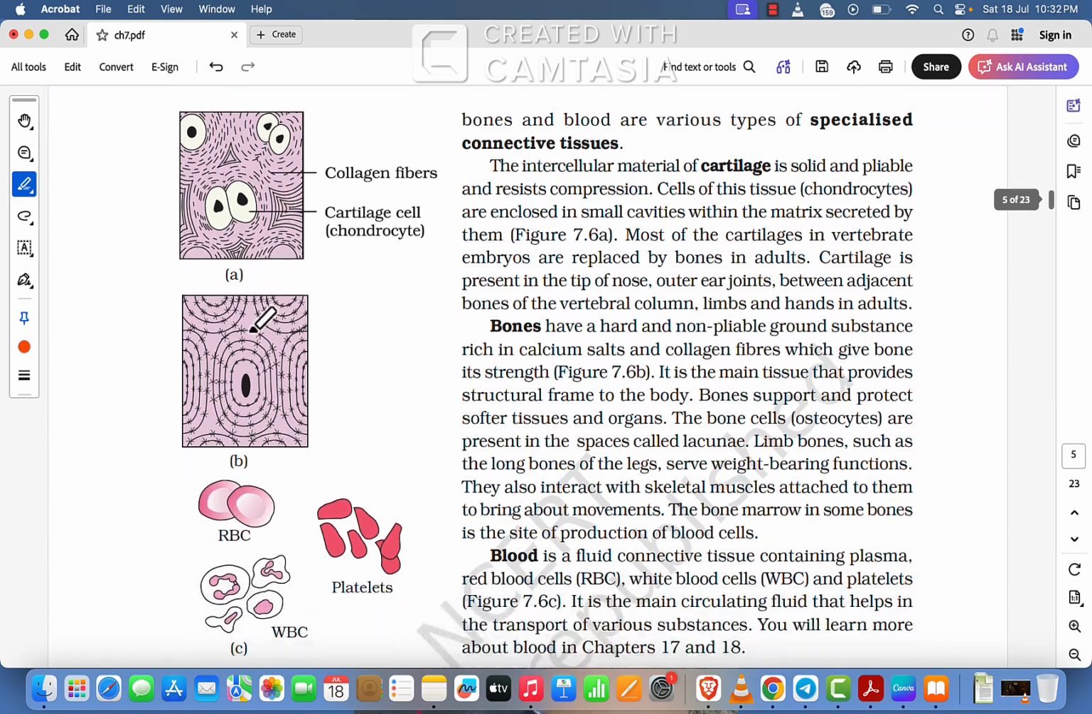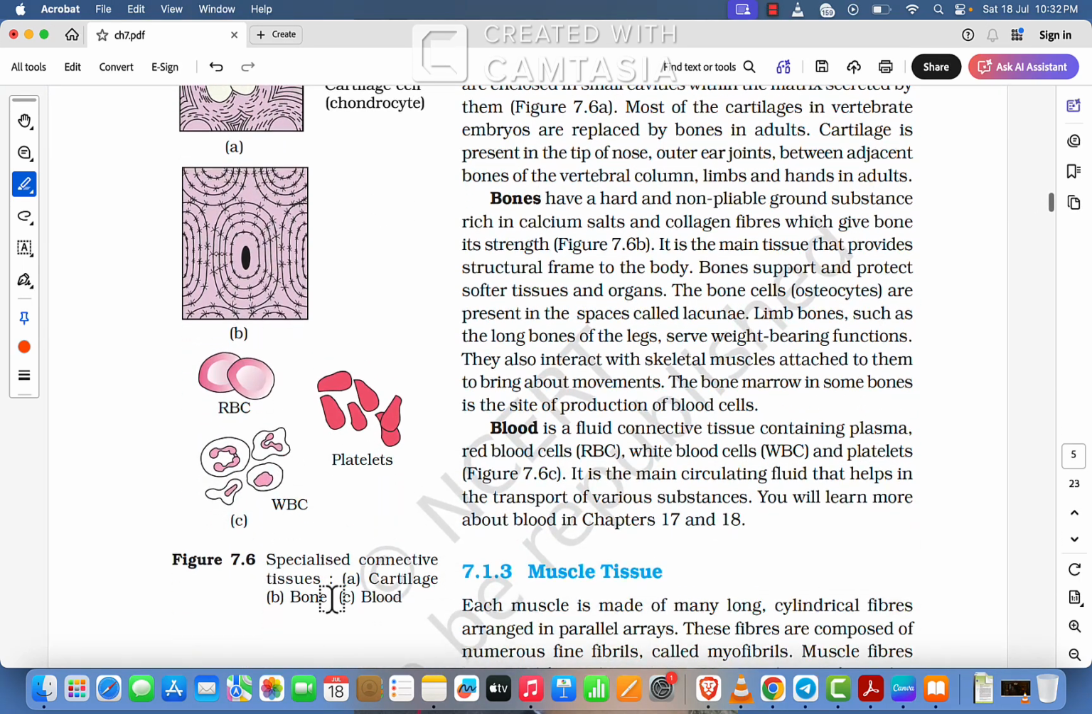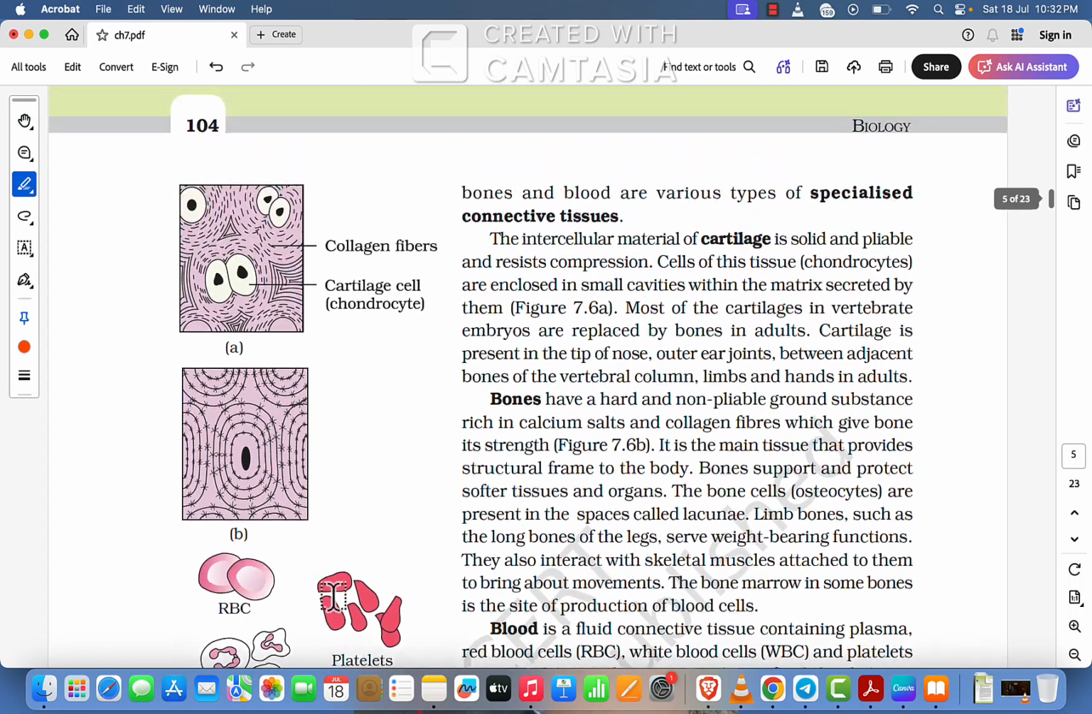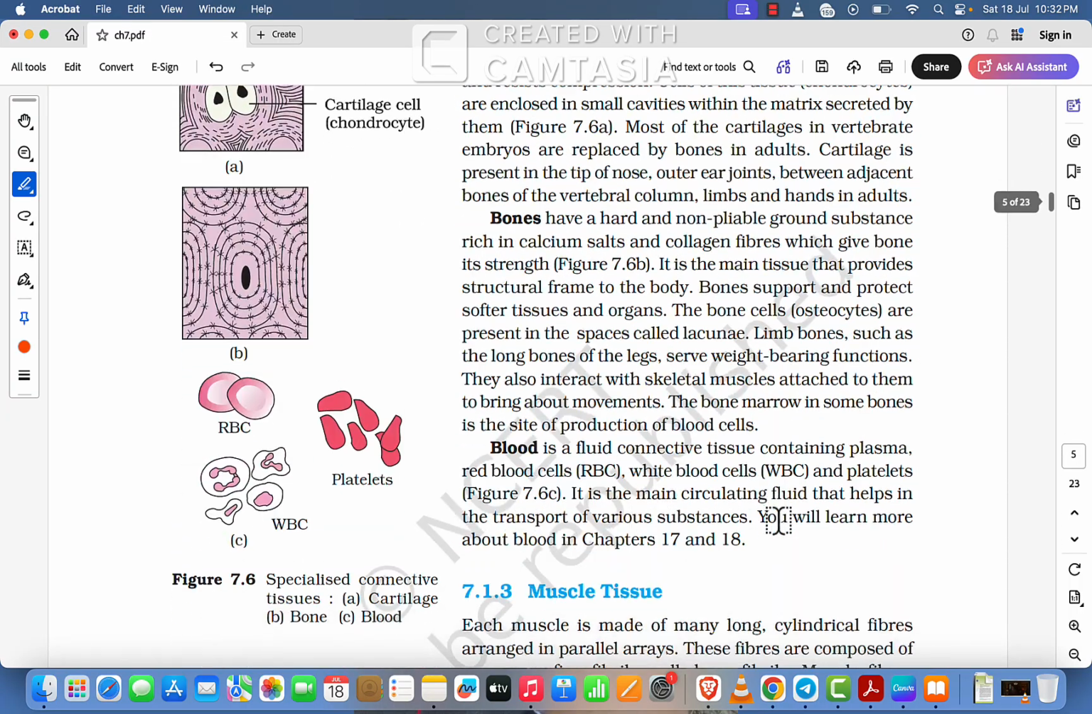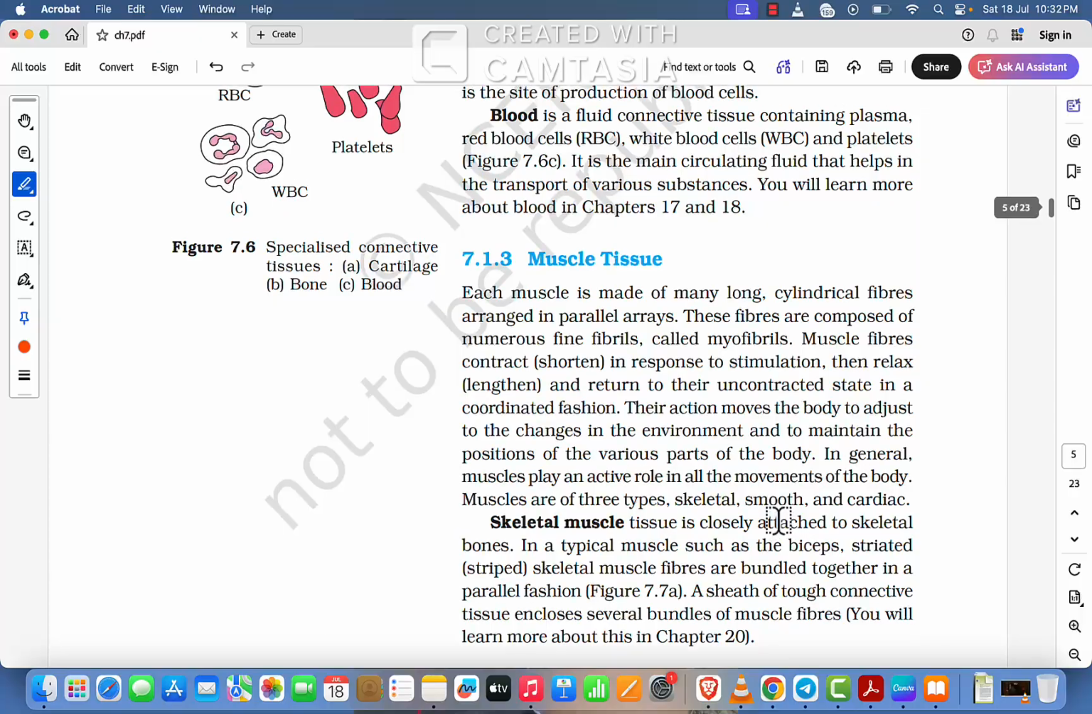As you can see in the diagram, cartilage, bone, and blood are called specialized connective tissue. Blood is a fluid connective tissue containing plasma, RBC and WBC, and platelets. It is the main circulating fluid that helps in the transport of various substances. You will learn more about it in chapters 17 and 18.